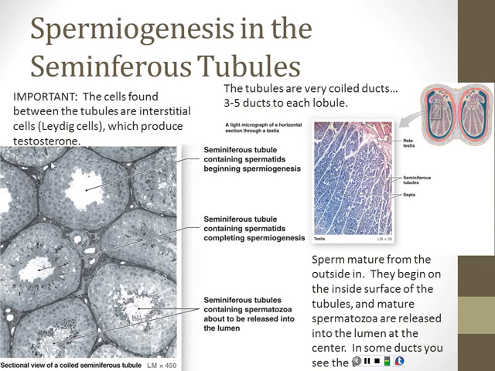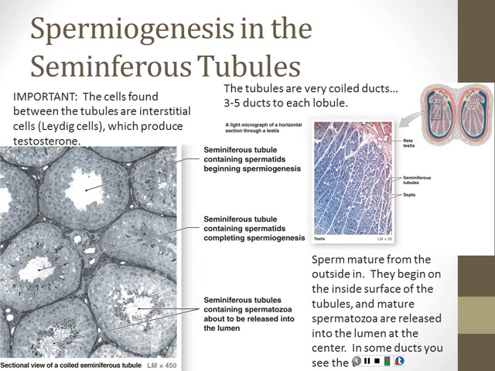Some additional anatomy here. We have spaces that are not inside the tubules. This is a seminiferous tubule, but then we have this region right here, and here, and here, and here. The spaces in between the tubules, we call the interstitial spaces. And in those interstitial spaces are cells that produce testosterone.